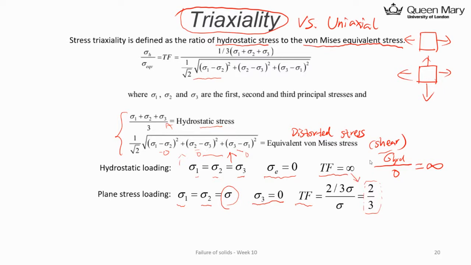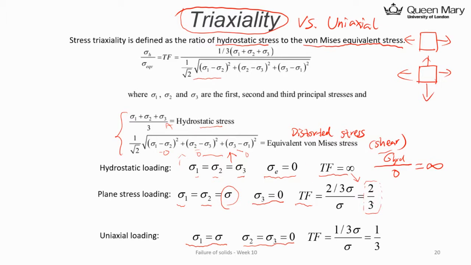And another extreme case, uniaxial loading, where you have stress in just one direction, sigma 1, and the other two principal directions are 0. In that case, you cancel all the others except the stress in sigma 1.